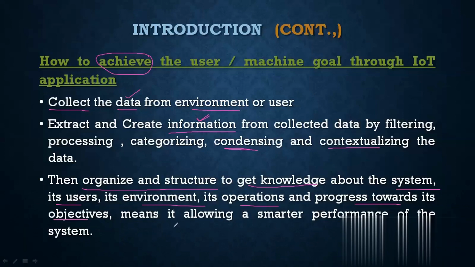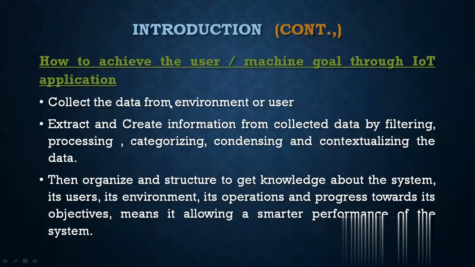So that means what? Here IoT makes the devices smarter, and by that the user or the machine goal is achieved. So these are the steps to achieve the user or the machine goal using an IoT application.